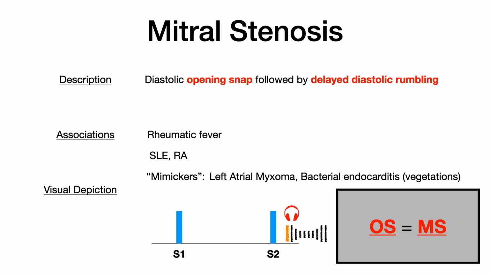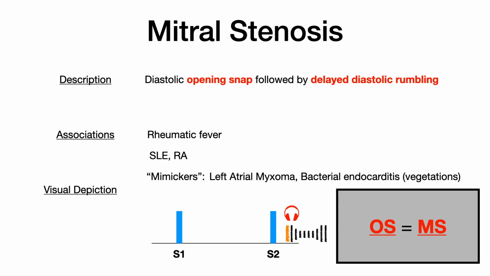All right, so I hope you're able to appreciate the S2 dub, a little bit of a micro delay, and then you hear the opening snap followed by the decrescendo, and then later a little bit of crescendo, delayed diastolic rumbling.